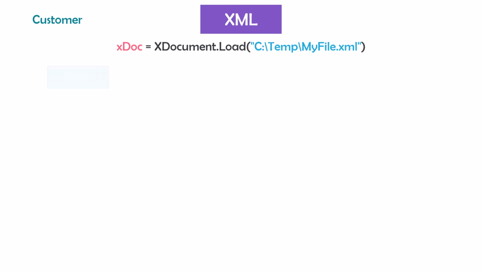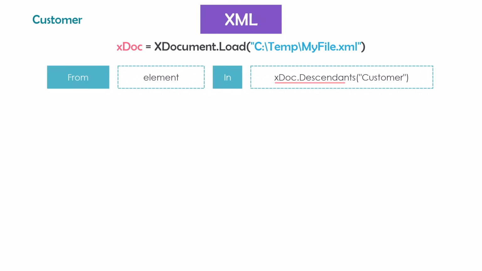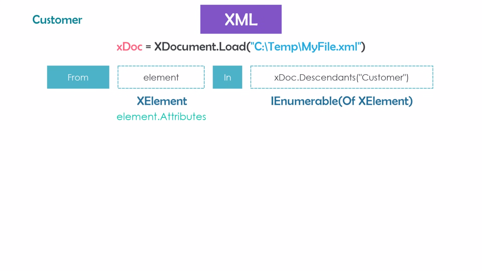To do that I can use the following statement. Here I use the document variable with the method Descendants. In brackets I added the name of the element, what I want to get, customer. This method returns all customer elements from the document. The data source in this case will be of type IEnumerable of XElement. This means also, that the range variable is of type XElement. Using this variable I can write the query, where I can use all methods and properties of an XElement type. One of the properties of this type is Attributes, which returns all attributes of the element.